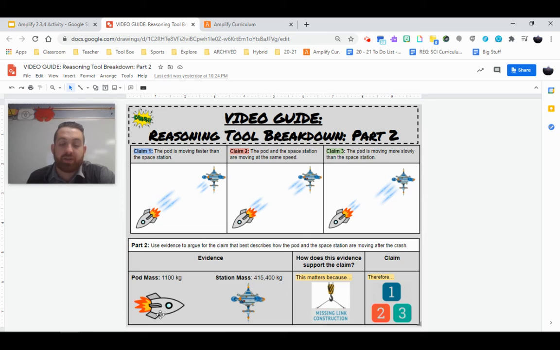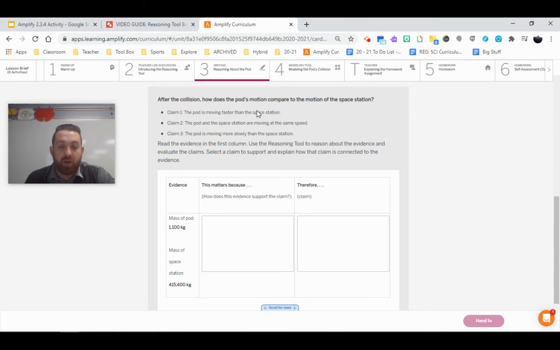So first off, you're going to decide, based on what I know about collisions, which of these claims would be best supported by this evidence here related to the mass of our two objects. So the first thing you're going to do is pick a claim, and then you're going to write your reasoning section here. When you get into the actual Amplify page, it's going to look a little different. I'm going to show you what it looks like. You're going to see our three claims, 1, 2, and 3, and then you're going to see the evidence that we just showed you, and then we have our "this matters because" and the "therefore."